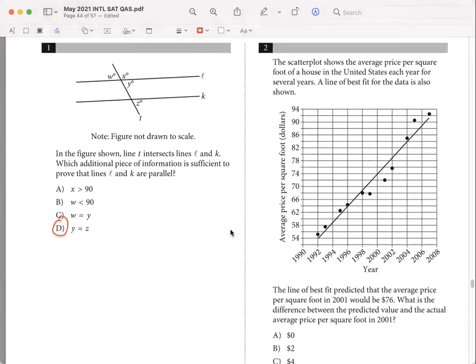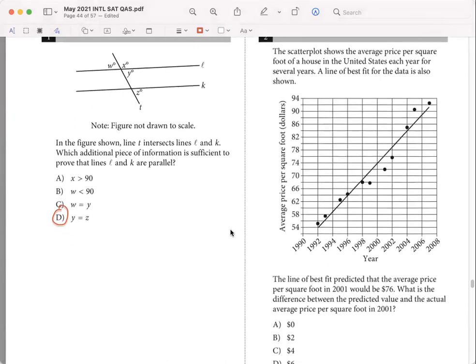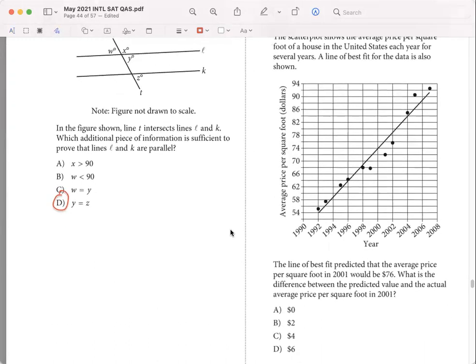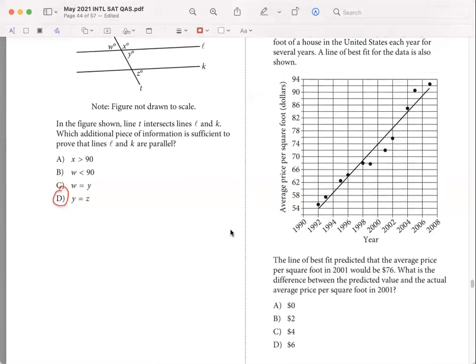Question 2. The scatter plot shows the average price per square foot of a house in the US each year for several years. A line of best fit is also shown. The line of best fit predicted that the average price per square foot in 2001 would be $76. What is the difference between the predicted value and the actual average price per square foot in 2001?